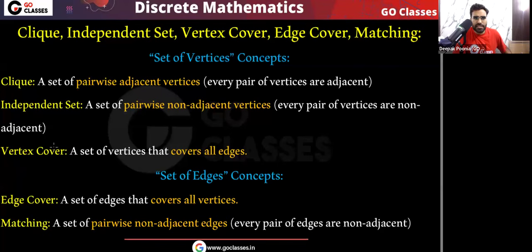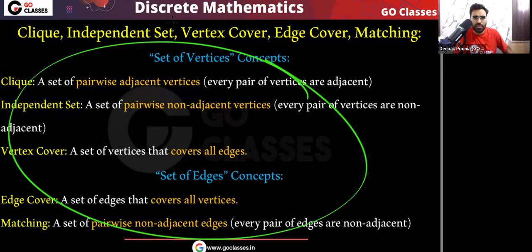What is matching? Matching is edge independent set. Means this is set of edges which are pairwise non-adjacent. See the difference between independent set and matching. Independent set, this is set of vertices which are pairwise non-adjacent, and matching, this is set of edges which are pairwise non-adjacent. Means every two edges are non-adjacent. What is non-adjacent edges? Two edges are non-adjacent if they do not share any common vertex. Okay, they do not have any common endpoint. Very simple. So these are the definitions of these concepts.